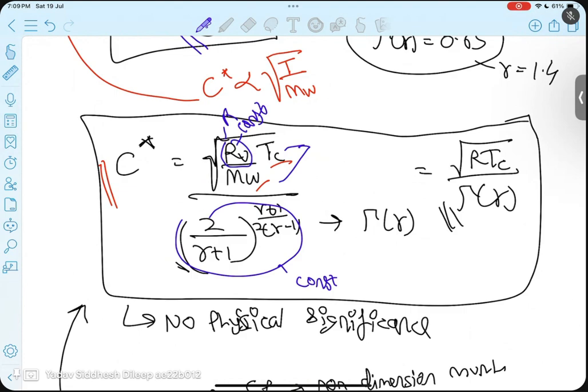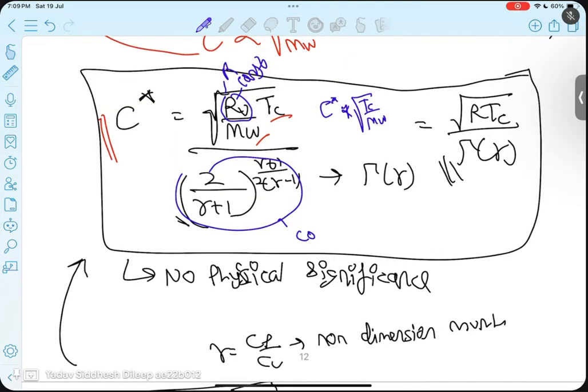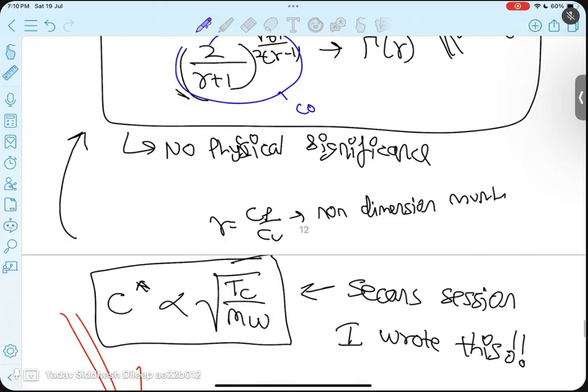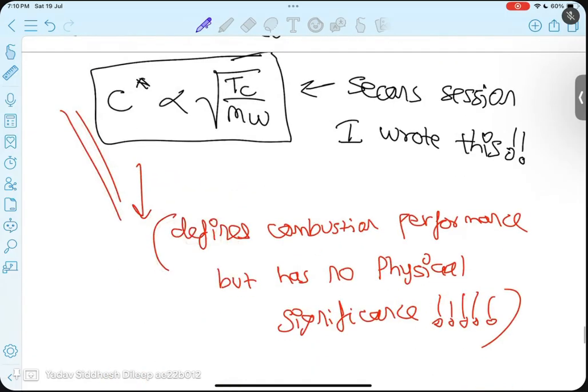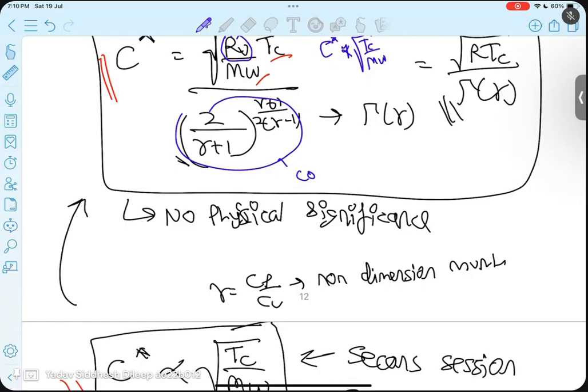And in the previous session we just wrote that C star is directly proportional to under root of TC by molecular weight. The higher the temperature and the lower the molecular weight, the more the combustion, I mean, gases can be accelerated to more velocity. This is the derivation of C star. How did C star come? It came from the mass flow rate equation. And why throat? Because the condition outside the throat does not affect the throat. So C star has no physical significance. It's a theoretical concept, but a very important concept. It gives you the combustion efficiency of a rocket engine. Very important.